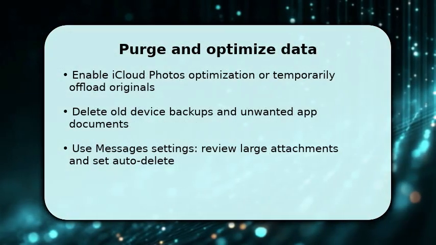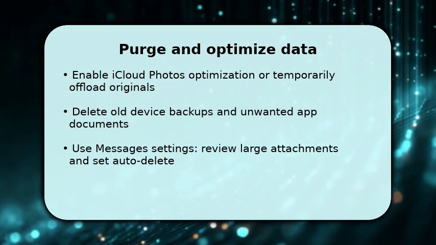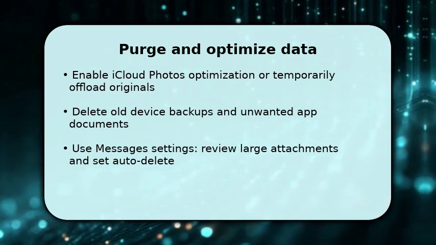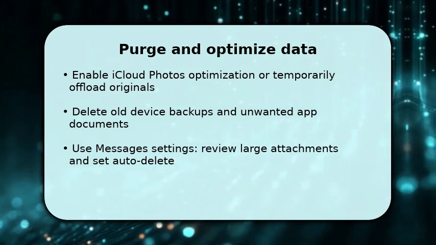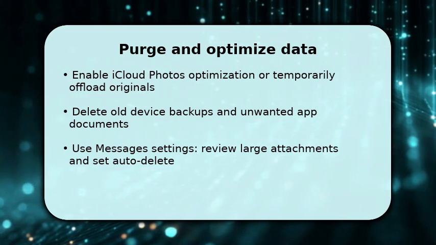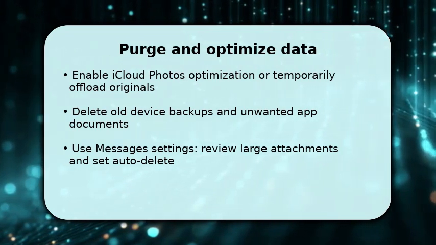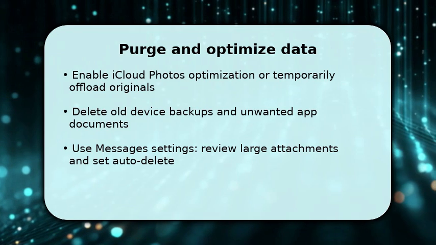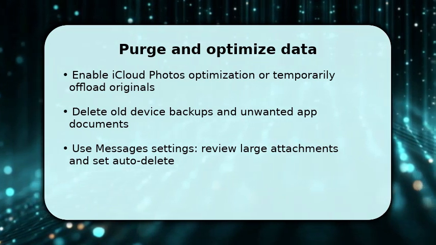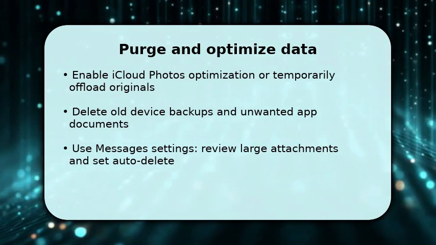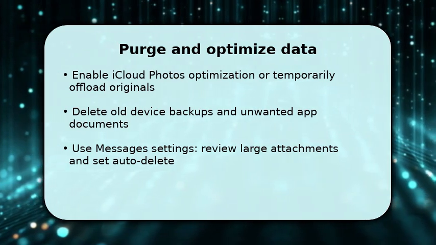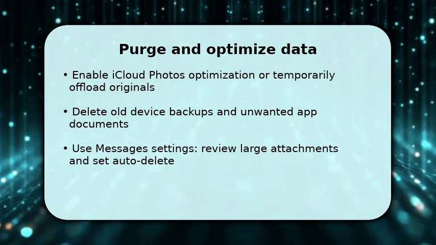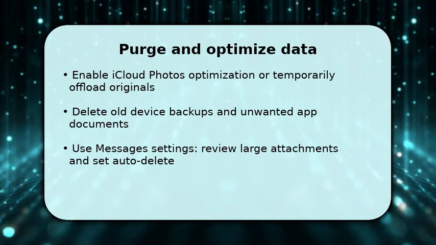Now take action. Enable Optimize iPhone storage for iCloud photos to store full resolution in the cloud and smaller versions locally. This immediately frees space. Next, delete redundant device backups from the same account. Keep only current devices. Go into iCloud Drive and App Storage to remove large documents you no longer need. For messages, review large attachments and set conversations to auto-delete after 30 days or 1 year. Doing these targeted removals produces big, reliable savings without losing.